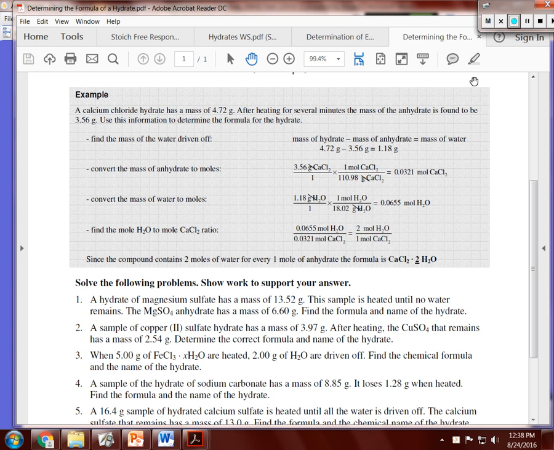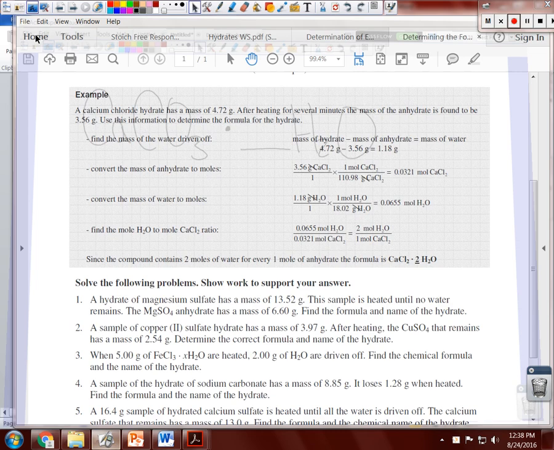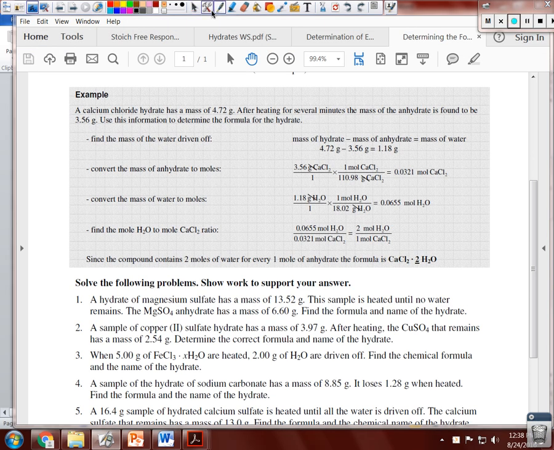All right. So this is a worksheet that you guys have had. It says that calcium chloride hydrate has a mass of 47.72 grams. After heating several minutes, the mass of the anhydrate is found to be 3.56 grams. Use the information to determine the formula of the hydrate. Now, I actually want to go a step further with this. So, first of all, would you agree that this is CaCl2 times something hydrate?